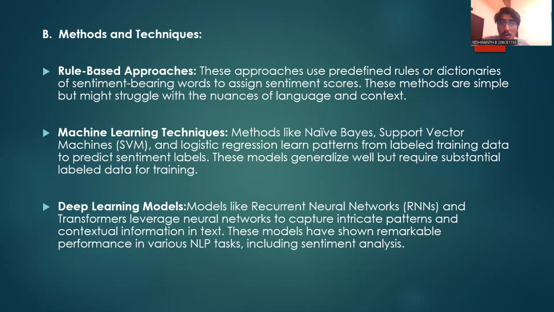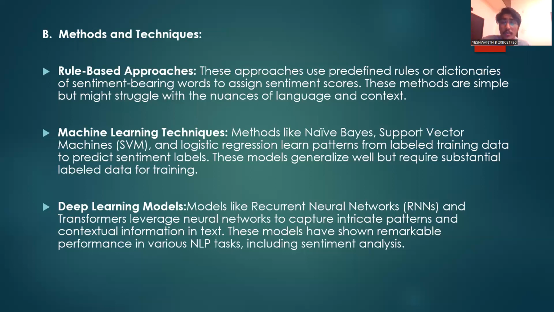So I'll be briefing about the support vector machine with respect to the project that I will be doing in natural language processing. And so methods like naive Bayes, support vector machines and logistic regression learn patterns from labeled training data to predict sentiment labels. These models generalize well but require substantial labeled data for training.